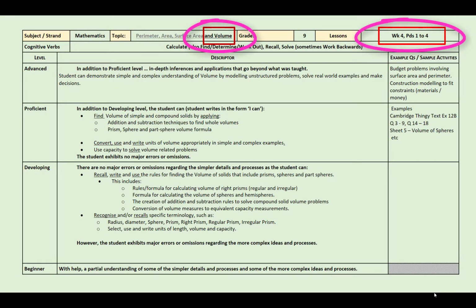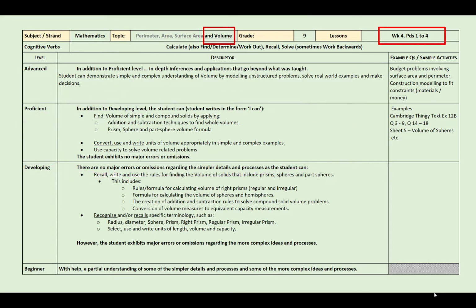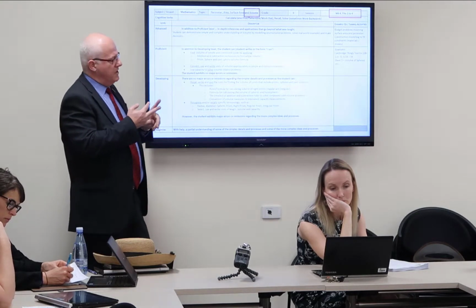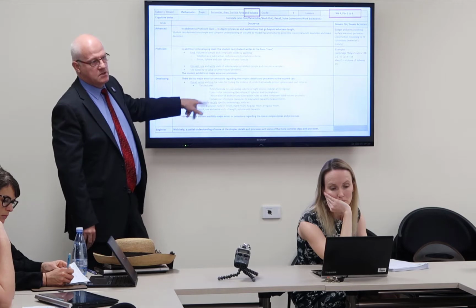It's still in the same unit, but this is another sub thing, and I've written here, in addition to developing level, blah, blah, blah, these students are going to find volume of simple and compound solids by applying addition and subtraction of parts of volumes, prism, sphere and part sphere volume formula. So they've got to be able to apply that to a range of things. Now, if they can remember the formula, they can remember the rule, if they can show you part of the process, then they're back down here, and that explains that there, okay?